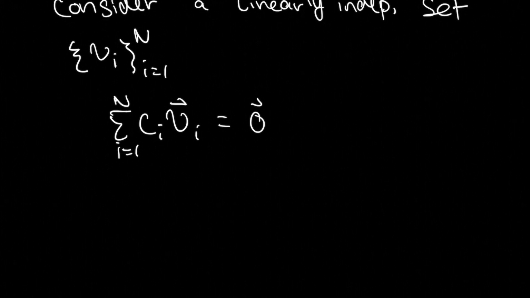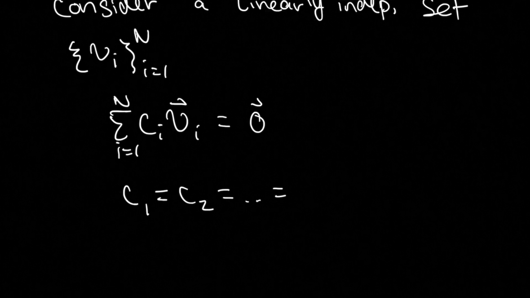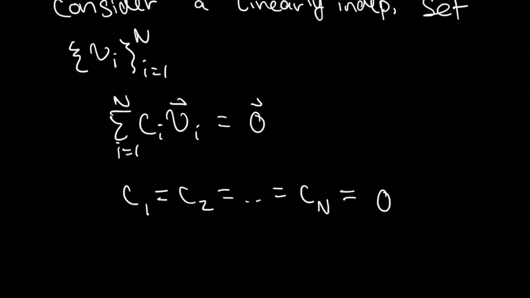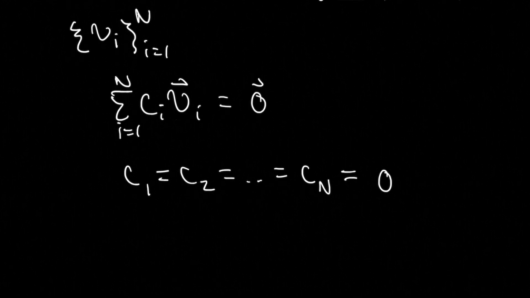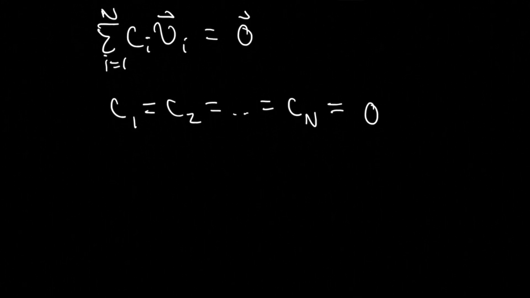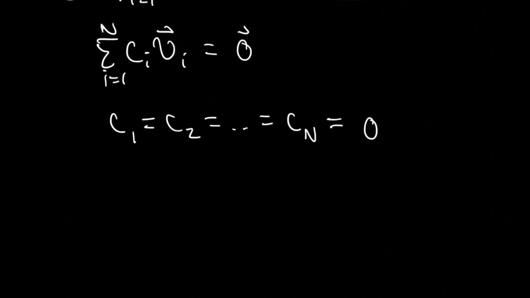Well, it should be clear to you that there is a solution where c1 equals c2 equals all of the other c's equals 0. So if you just set all of these coefficients to 0, you're going to multiply each vector by 0, and you get nothing for each term, and you get the 0 vector as a result. Now, are there any other solutions?